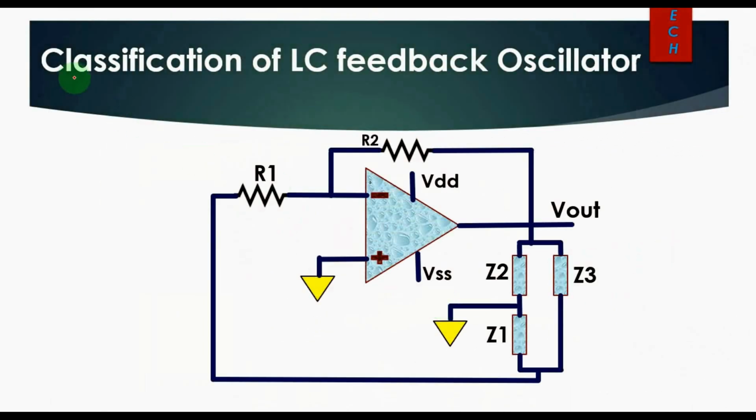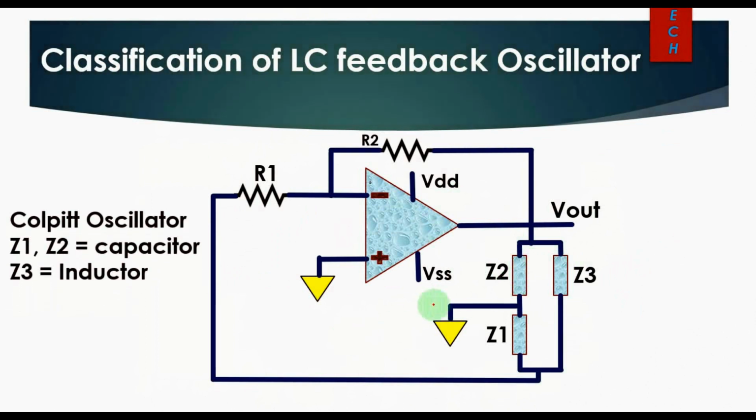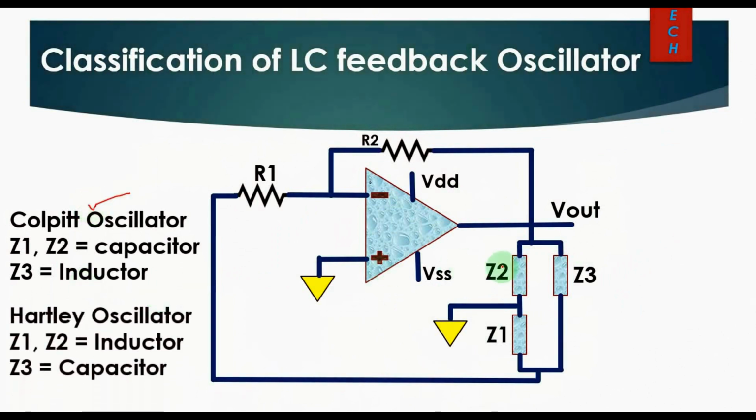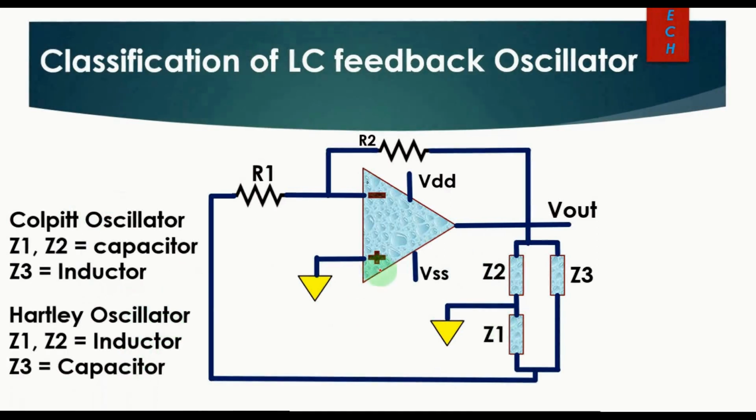So now we will see the classification of LC feedback oscillators. In this circuit an LC feedback is used to form an oscillation. You can see if Z1 and Z2 are capacitors and Z3 is an inductor, it is a Colpitts oscillator. And if Z1 and Z2 are inductors and Z3 is a capacitor, it is a Hartley oscillator. Alright.